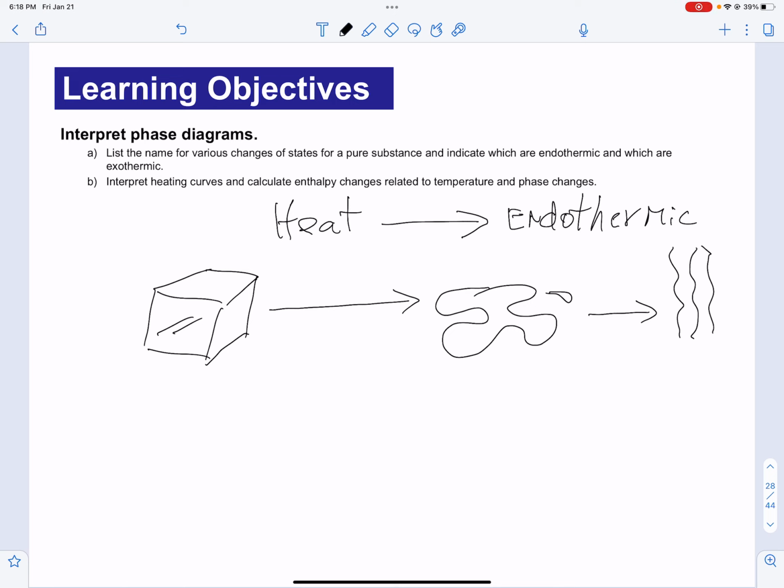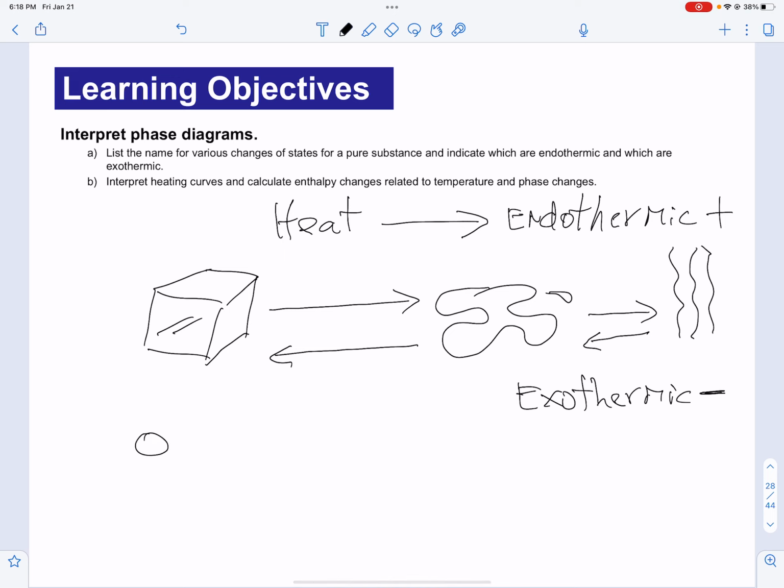So the same process can happen backwards, right? So the gas goes to liquid, the liquid goes to solid. For that to happen, you're going to be losing energy, which means this is an exothermic process because you're losing energy. And how do we know we are losing or gaining energy?